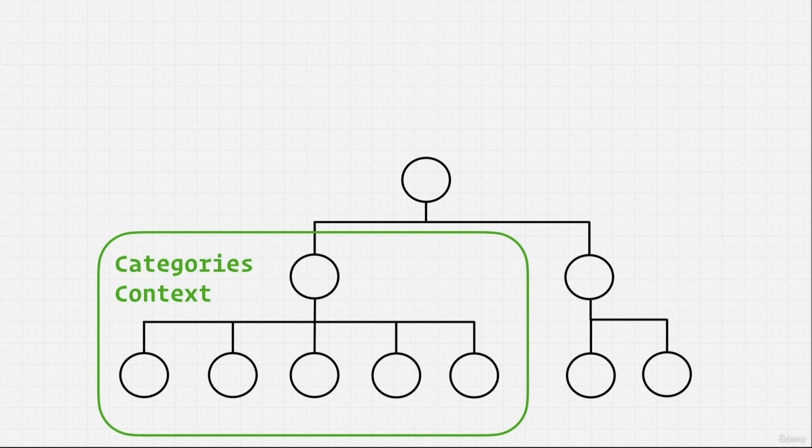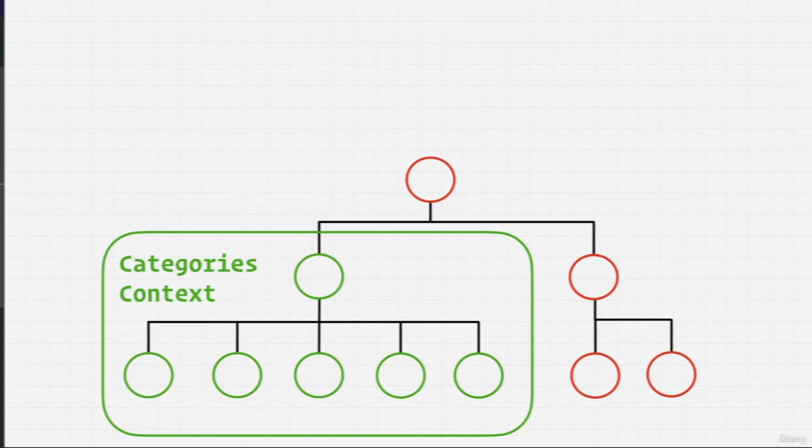If you are a child of categories context, you will have access to the context. If you are a sibling of the categories context or a parent of the categories context, then you do not have access to that context. Now let's take a quick look inside of our application to understand how that works.